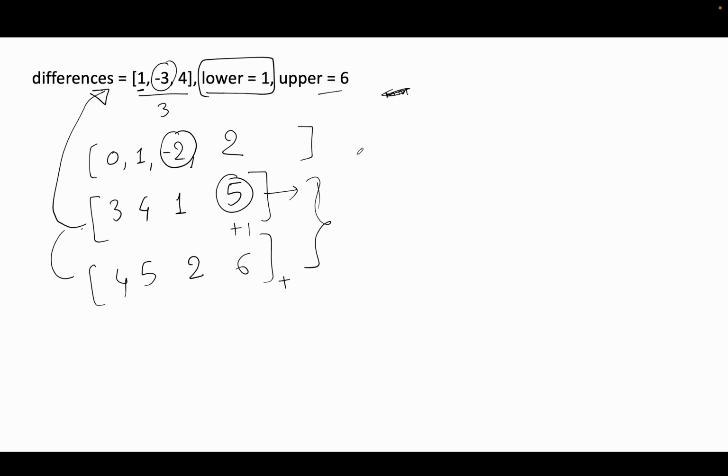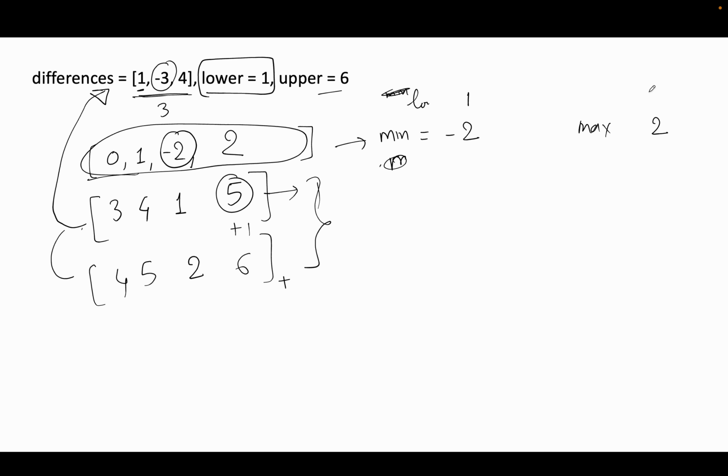So in general, how can we solve that? So you notice that we have lower and upper, and then if you start from 0 and create this, then you will have some lower and upper. So here let's call it min and max. So min is -2 and max is 2, whereas the given lower is 1 and given upper is 6.